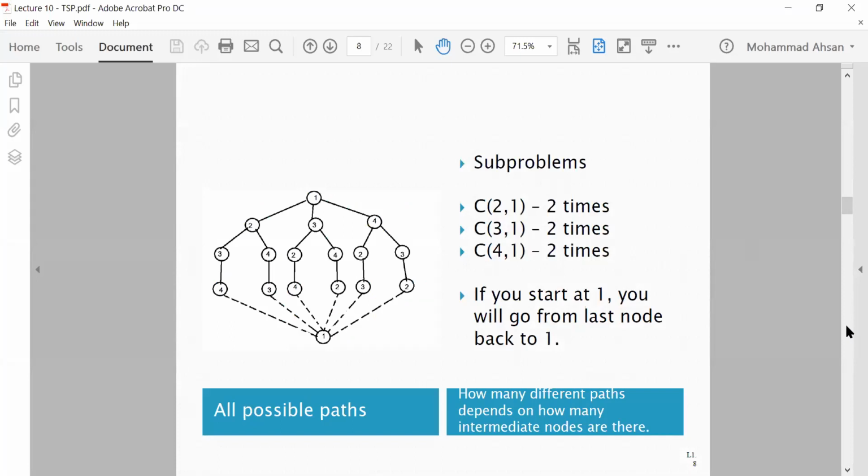So, if you start at 1, for a given problem, you will be given the starting point. So the traveling salesman starts at city number 1. Okay, let's say there are 4 cities in all. So what are the possibilities? From 1, you can either go to 2 or 3 or 4.